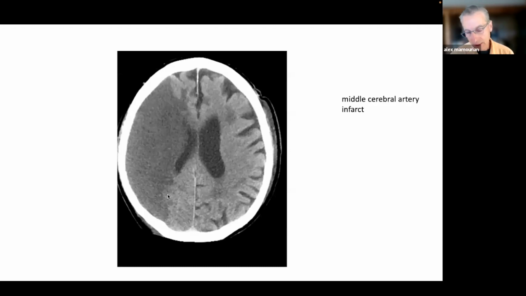This is classic MCA territory infarct, this kind of big triangular shape here. You can see these angles. There's a little mass effect. There's loss of the cortical sulci that you see on the other side.